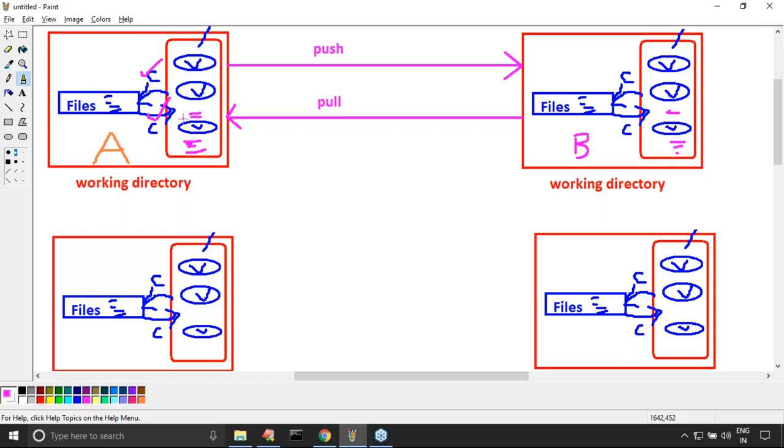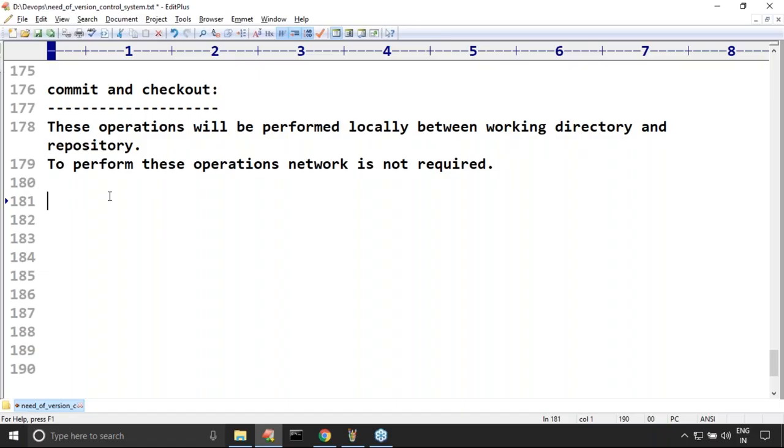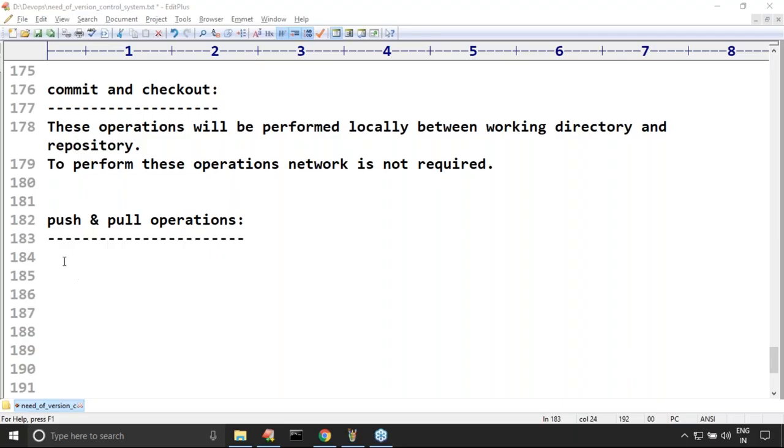To perform these operations, is a network required or not required? Can you please confirm? Network is not required. Remember this one, sir. Next, what about push and pull operations? Very important, right? How to get old code which is not in the developer's local repository? Yes, that's what Manish, we will discuss that. Don't worry at all. Just observe the words first.